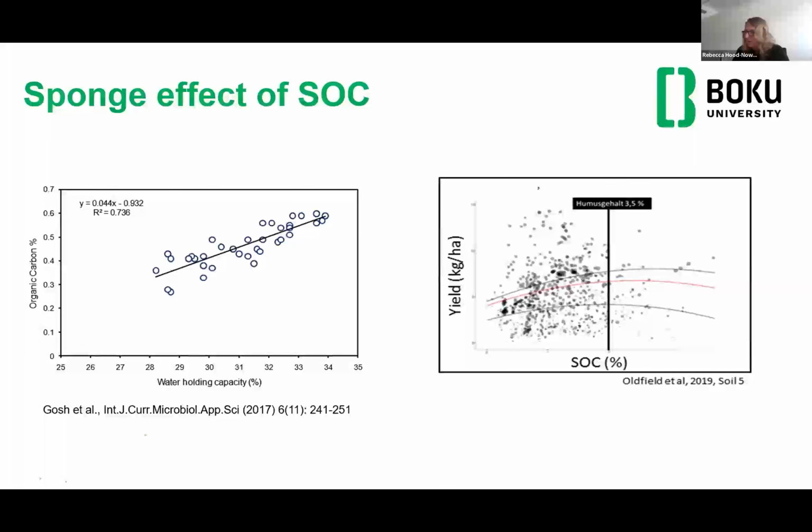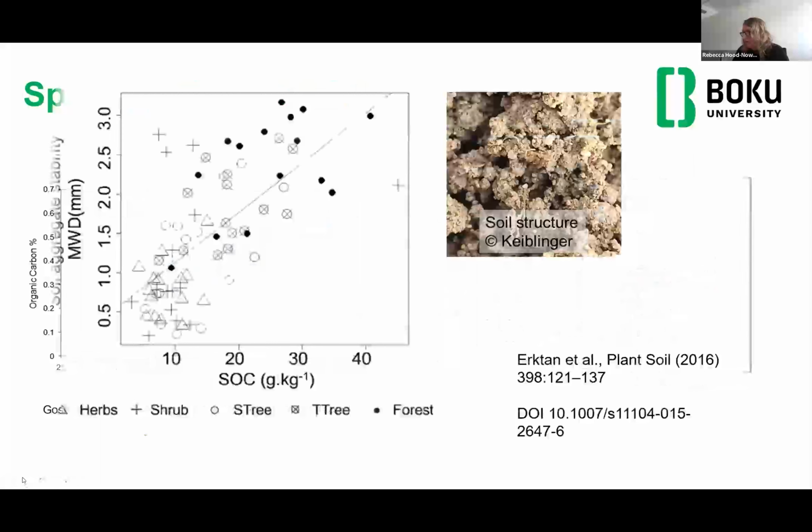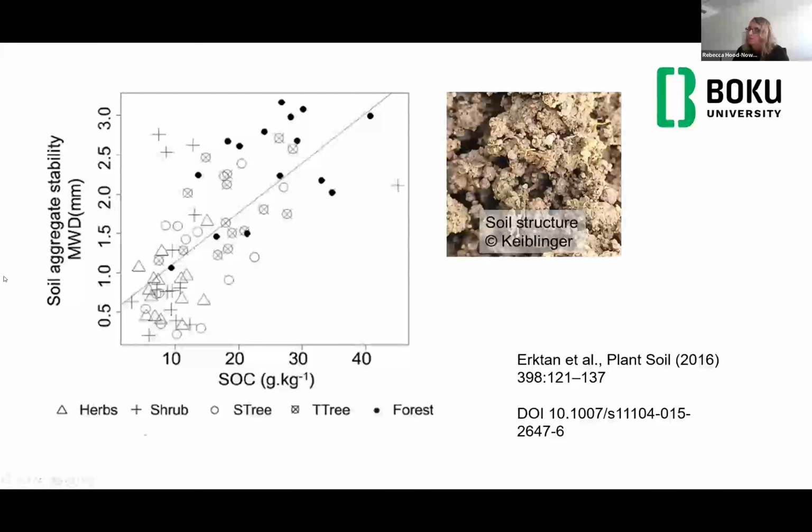Actually, it's the next slide. So we can see here the aggregate stability and the soil organic carbon, because the soil organic carbon acts like a glue for the aggregates. It will glue the organic matter together with the clays and the silt particles.